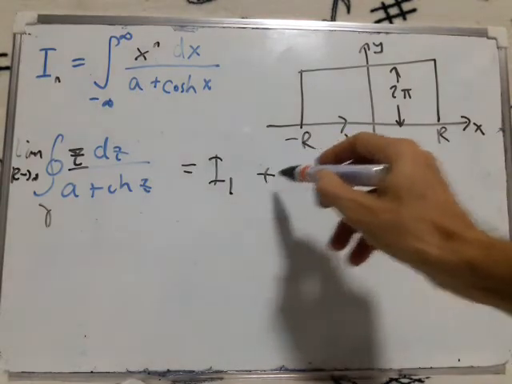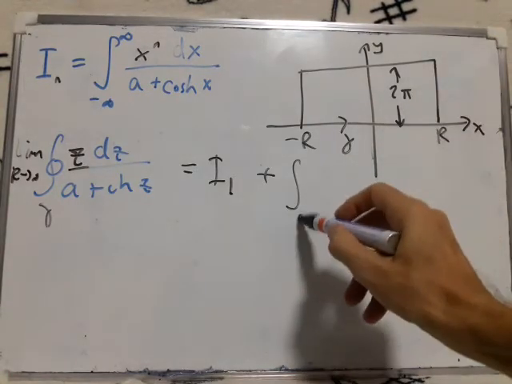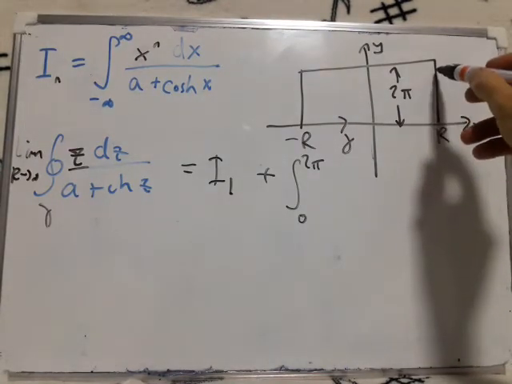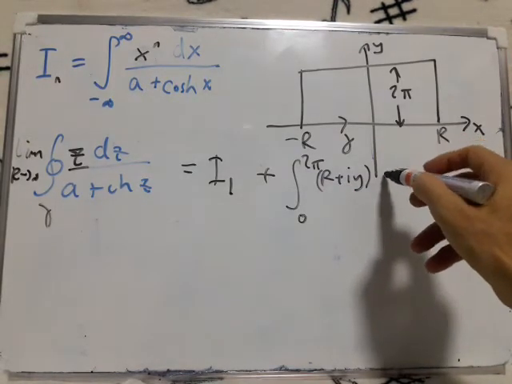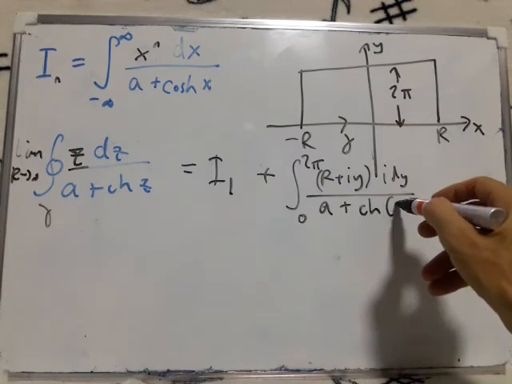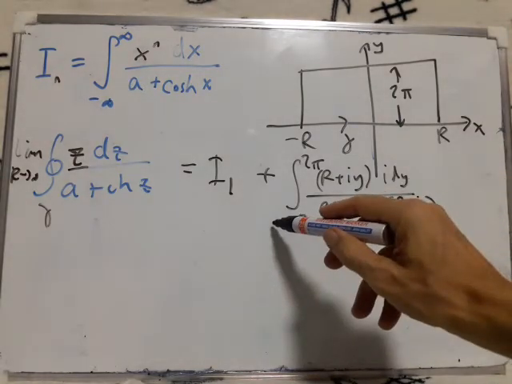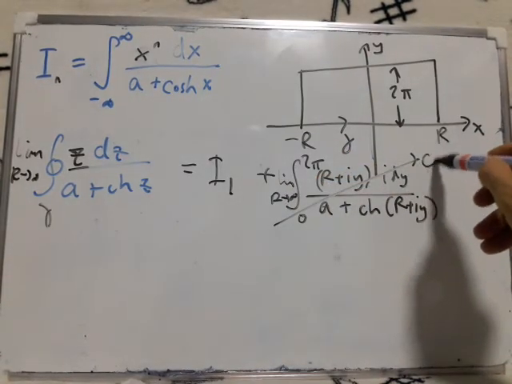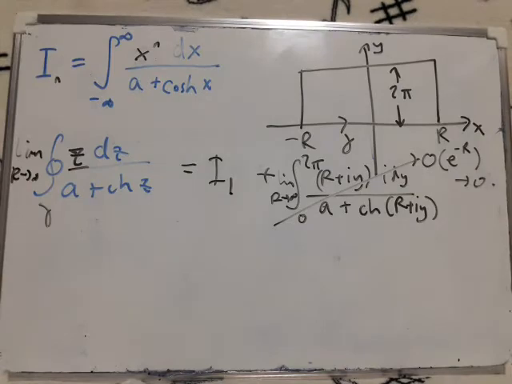Then we need to integrate upwards, so we should do this properly. So we're integrating y from 0 to 2 pi, and z in that case is equal to r plus iy, and dz is i dy, and we've got a plus cosh of r plus iy. So exponential beats polynomial. So this is of order e to the minus r, which goes to 0. That's the integral up here.